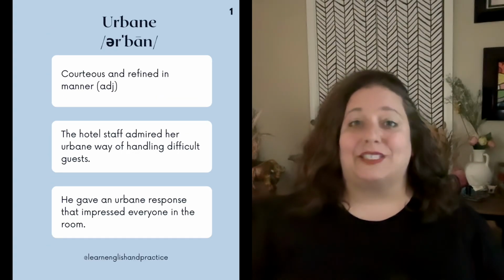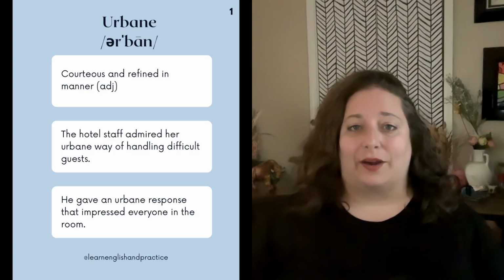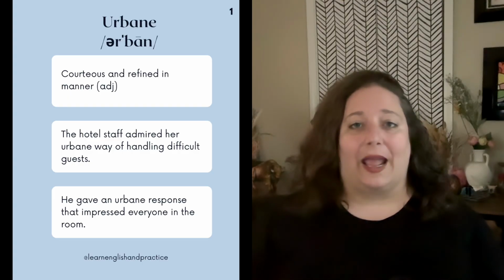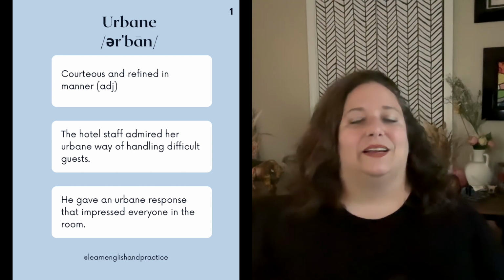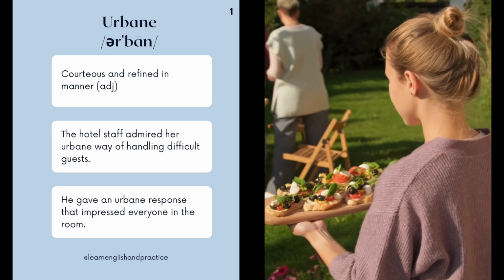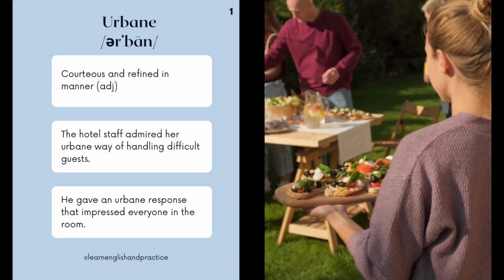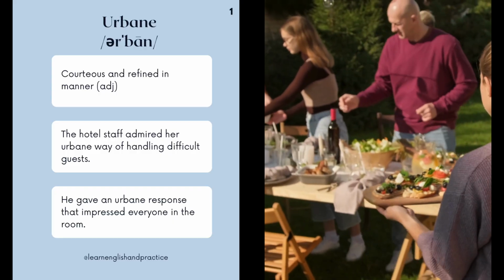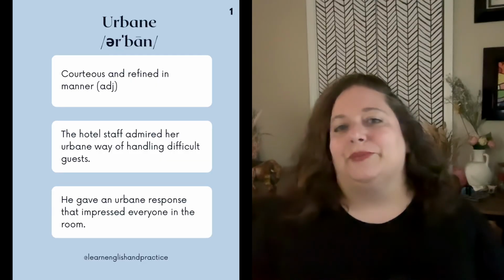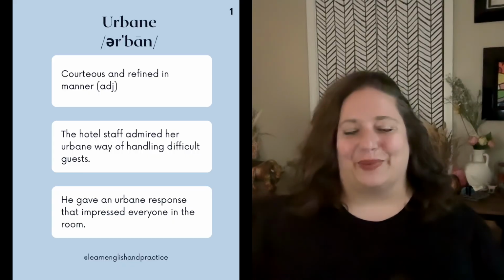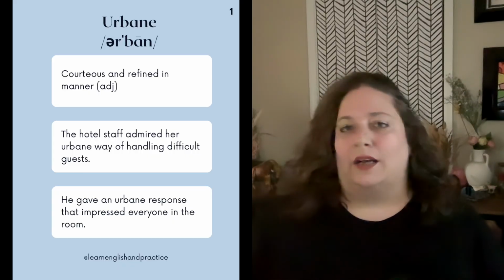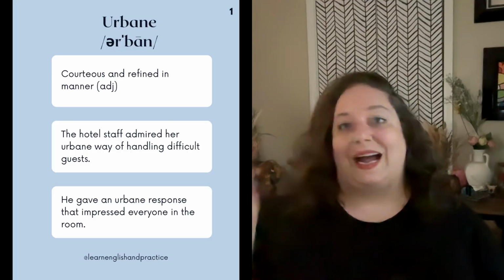Urbane. This means courteous and refined in manner, as an adjective. So someone who's urbane is very proper and has manners and is gracious. So you'd expect the host of a dinner party to be urbane. You'd expect them to be courteous to their guests and to be very welcoming and to make sure everything goes perfectly, provided it's a sort of high-end, upper class dinner party.